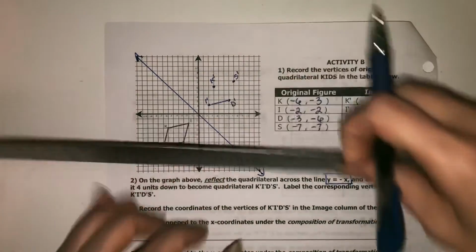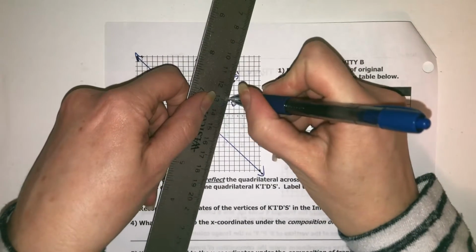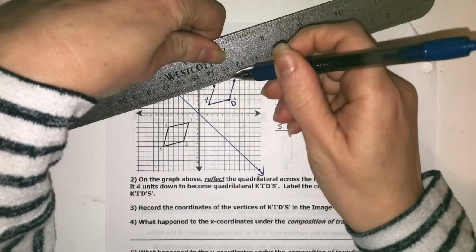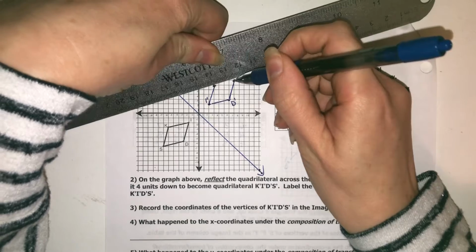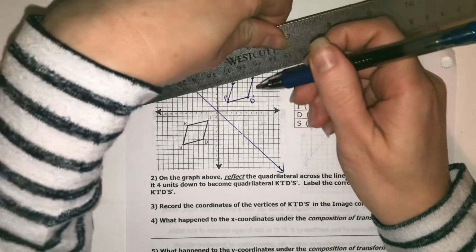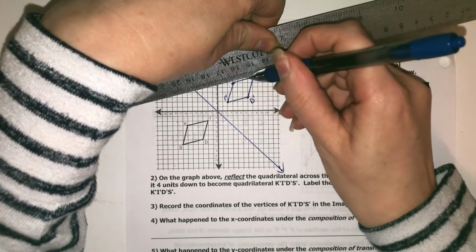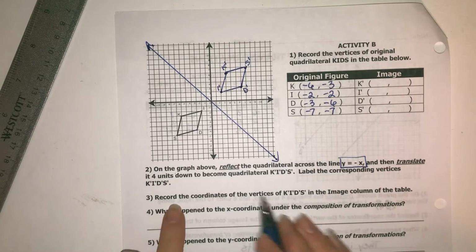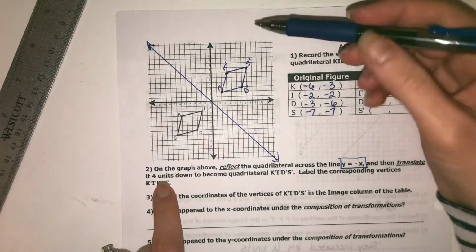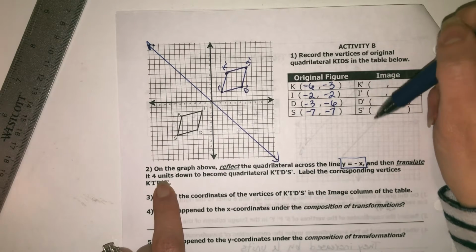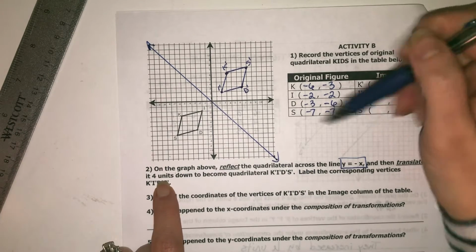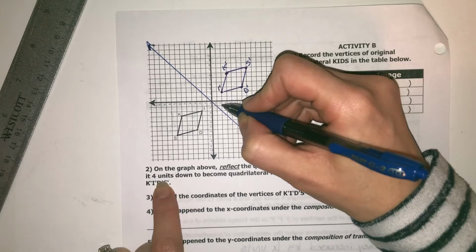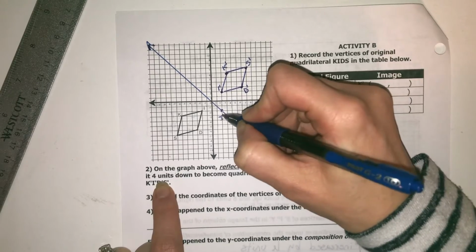Because we're doing a composition of transformations, we are doing more than one transformation to the shape. So this was a reflection. That was our first transformation. Next, we're going to do another transformation, which is 4 units down. So actually, I probably shouldn't have labeled this K prime, I prime, D prime, S prime, because the final one is after I scoot this 4 units down. So for each of these, I'm going to go down 4. There's my actual I prime.